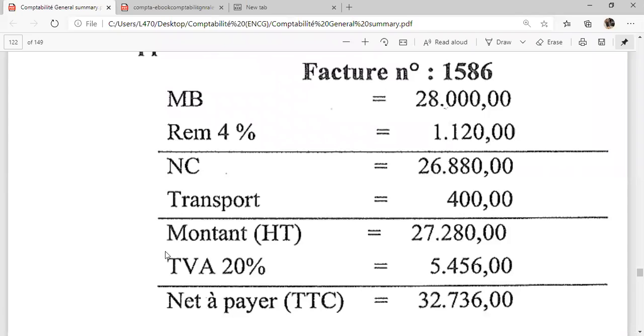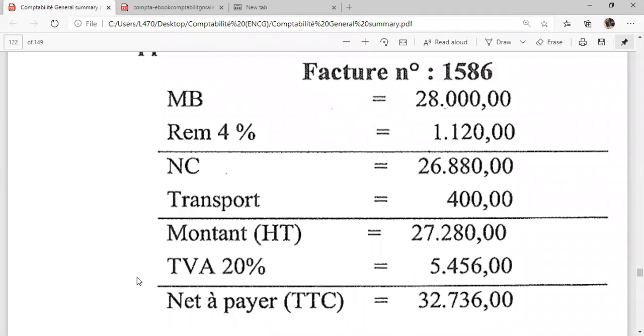And we are going to charge this hot tax, which is 27,280 at a rate of 20%. So 20% of 27,280 will give you 5,456. Like always, TVA, we add 27,280 plus 5,456. It gives us 32,736.